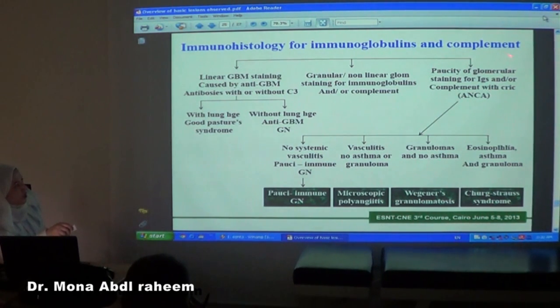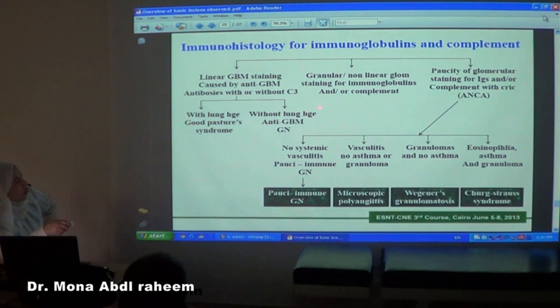The second group is pauci-immune, with no significant immunoglobulin in the glomeruli, and this group is usually associated with ANCA positivity. It has four subgroups. If there is no systemic vasculitis, it is pauci-immune glomerulonephritis. If there is associated vasculitis and no asthma or granuloma, this is microscopic polyangiitis. If there is granuloma and no asthma, this is Wegener granulomatosis. If there is asthma and granuloma associated with eosinophilia, this is Churg-Strauss syndrome. And this last group affects only the kidney, where we find glomerulonephritis.